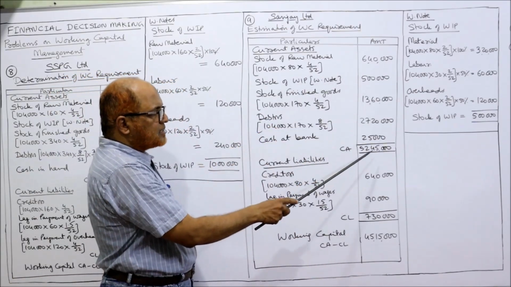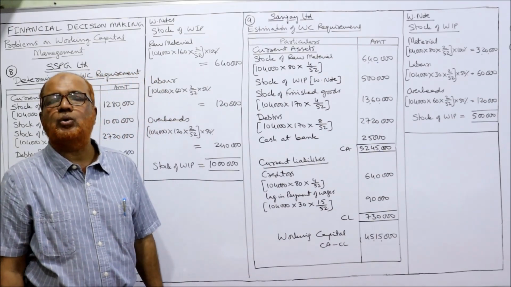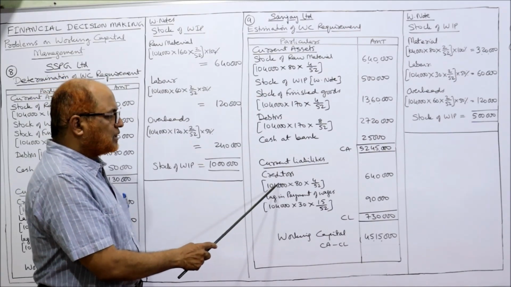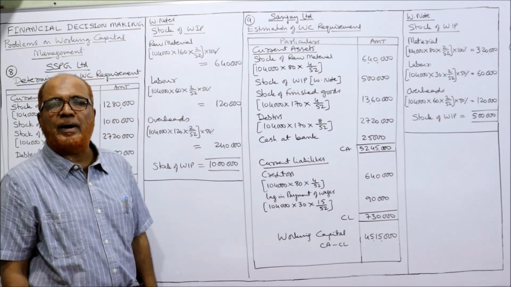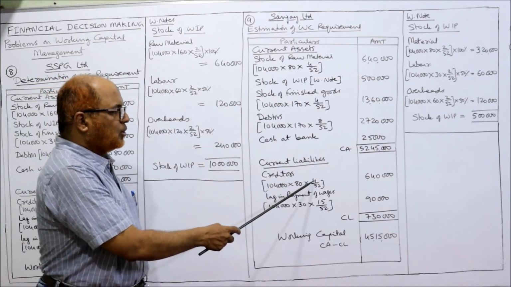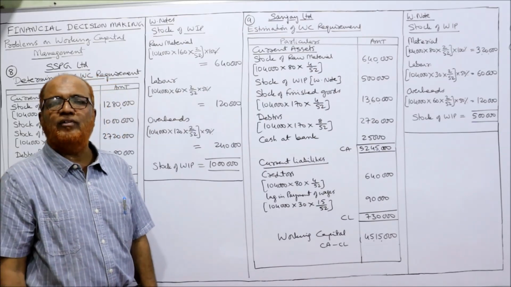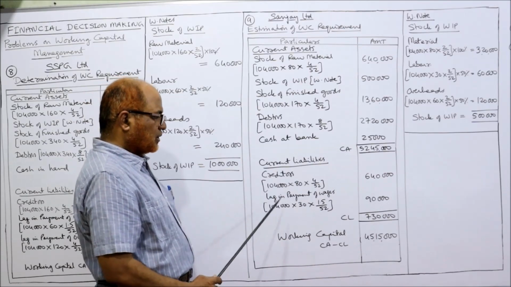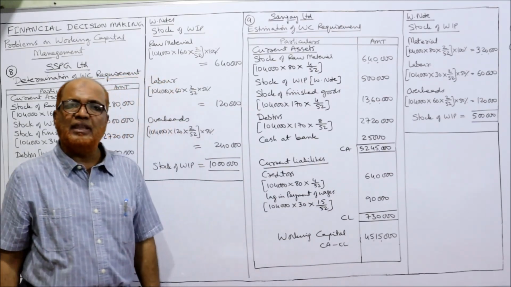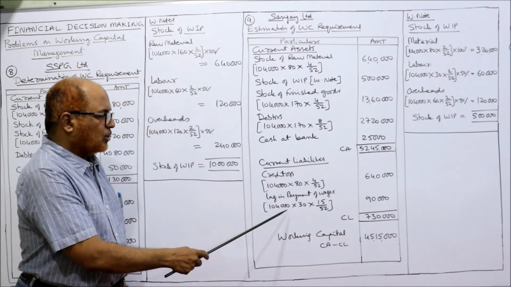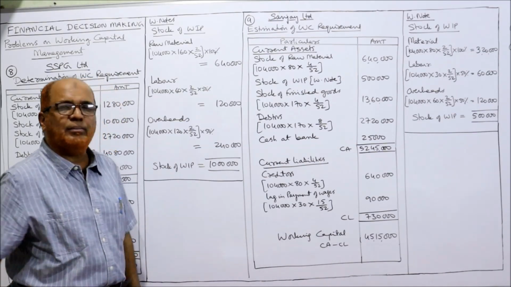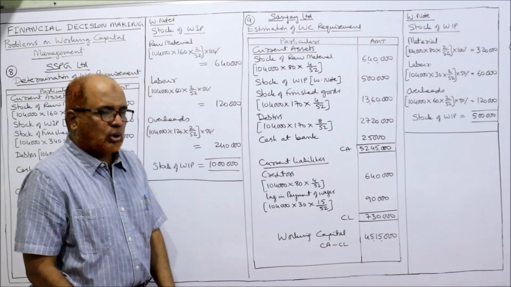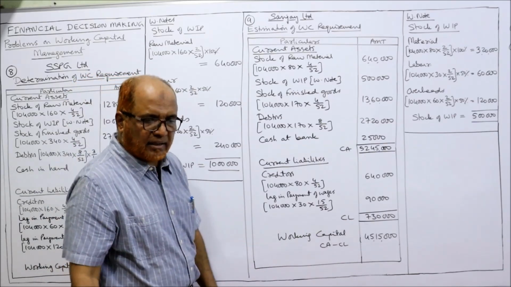Take the total of the current assets. 52,45,000 is the total of current assets. Current liability, creditors. 1,04,000 into 80 rupees per unit material, into 4 by 52. 4 weeks is the time allowed by the creditor, supplier. 6,40,000. Lag in payment of wages 90,000. That is 1,04,000 into 30 into 1.5 by 52. It is given 1.5 weeks. 90,000. So total current liability 7,30,000.